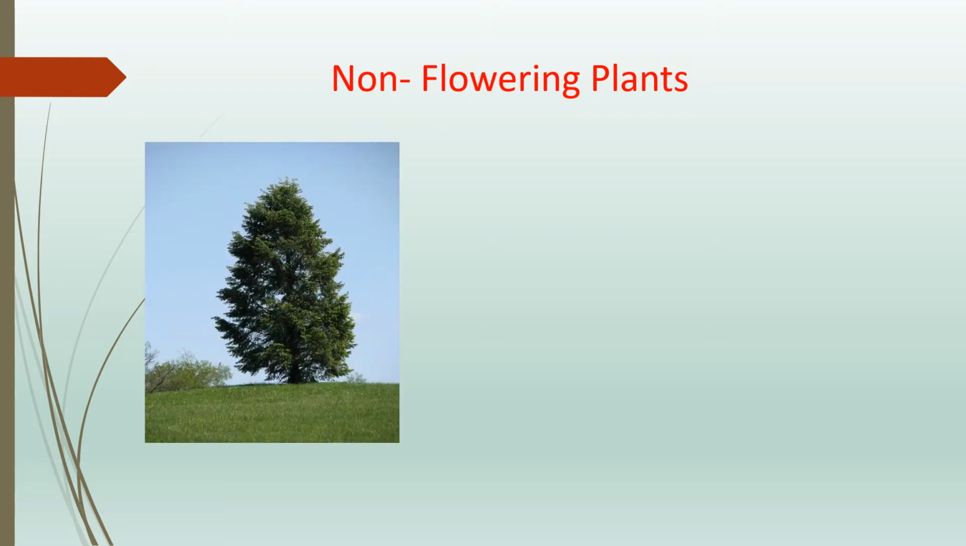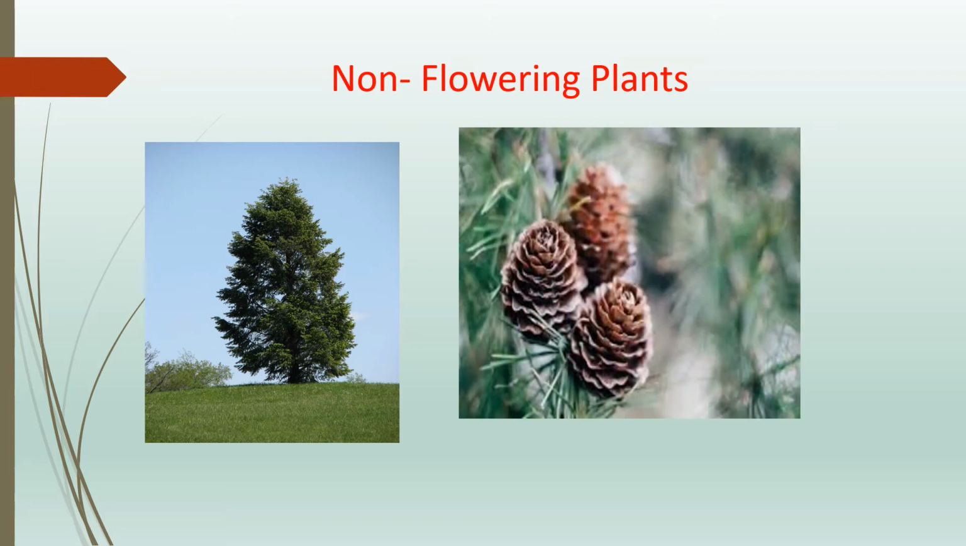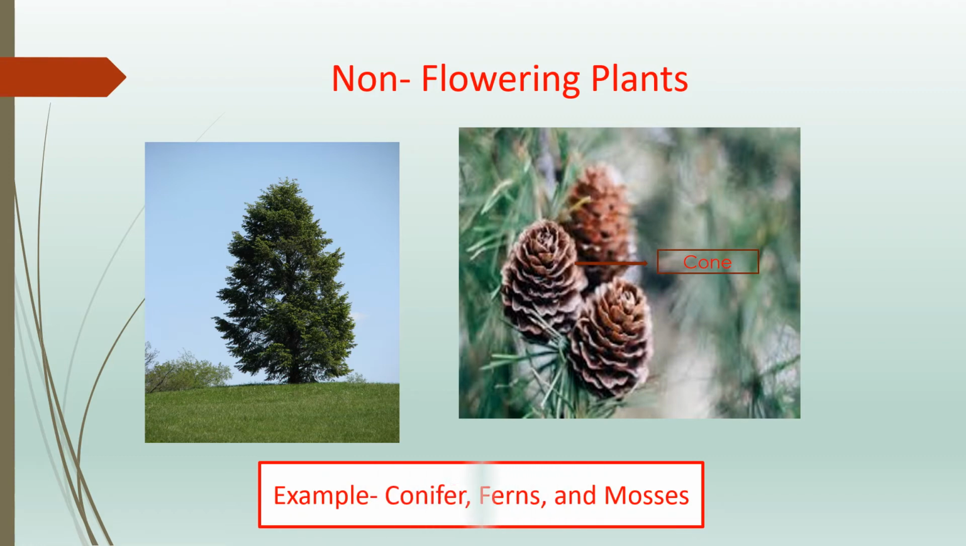Now let us come to our next category, non-flowering plants. As the name suggests, non-flowering means there is no flower. So non-flowering plants do not produce flowers but still produce seeds in some special structures called cones. These cones bear the seeds. Example: conifer, fern and mosses.